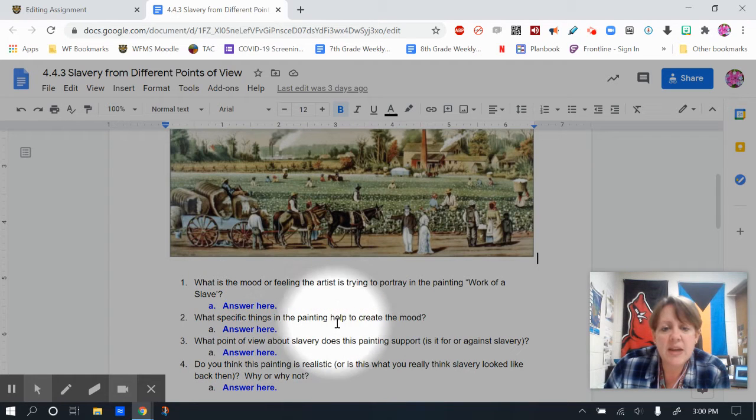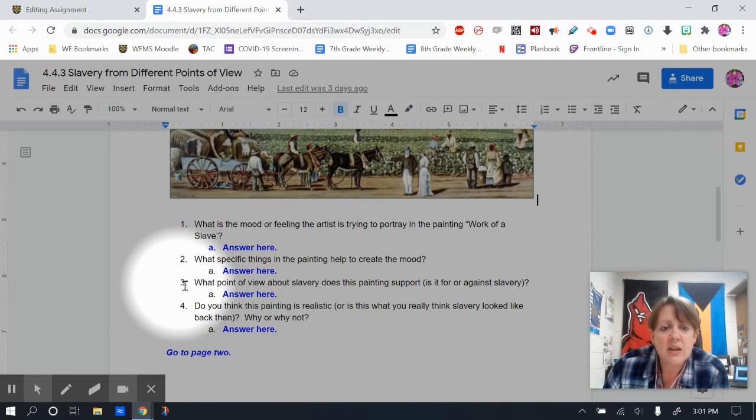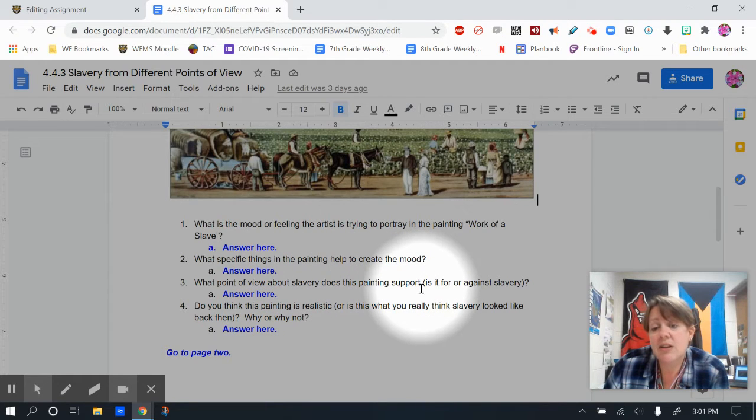So what specific things in the painting helped create the mood? If it's making you angry, why is it making you angry? What in here makes you angry, if that's your answer to number one? If it makes you happy, why does it make you happy? Or if it doesn't make you feel anything, why? That's how you're going to answer number two. Number three, what point of view about slavery does this painting support? Now here's the kicker. Is it for slavery or is it against slavery? Now you really got to think about that.